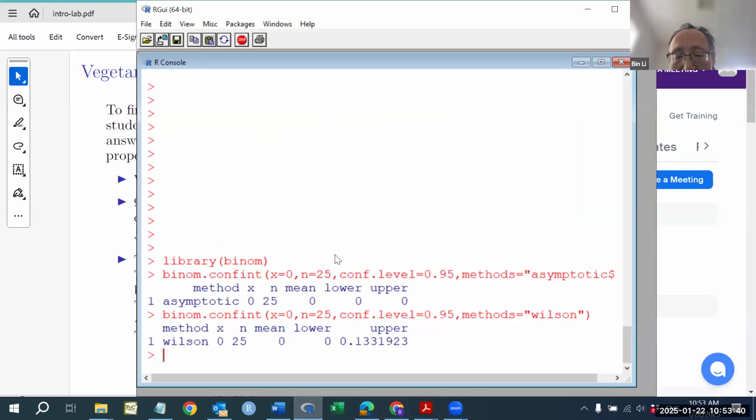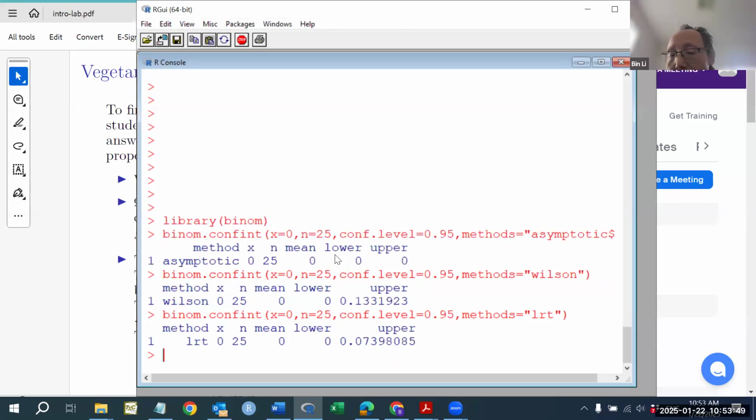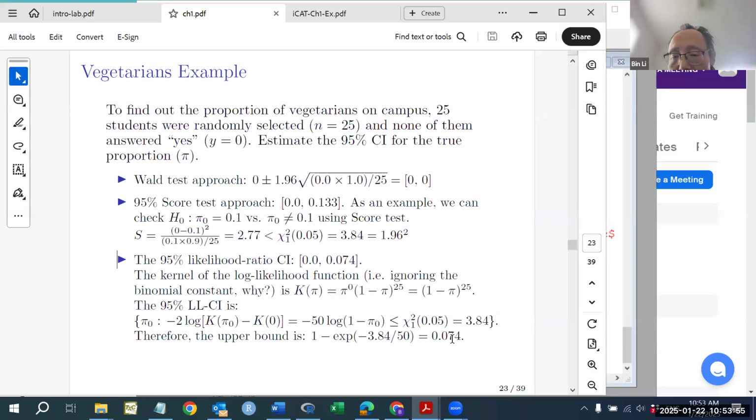And similarly, for the likelihood ratio test, you can also do it using the method LRT. Then it's this one, so it's 0 to 0.07. You can see we can all do this in R.